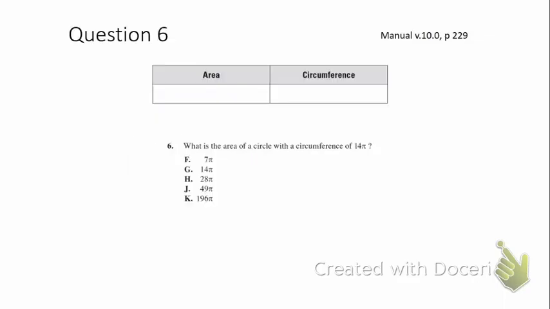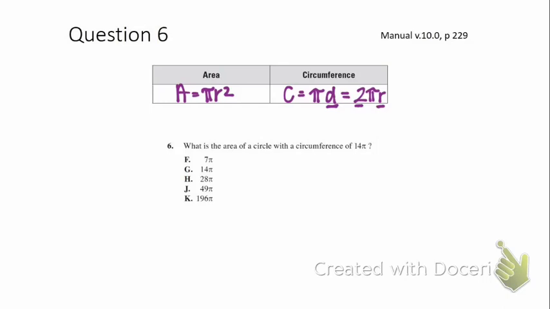And then for circles, we're going to spend a whole day more focused on circles, but for now we'll just go over the basic formulas here. Area of a circle is pi times r squared, radius squared. Circumference is pi times the diameter, or you may have seen it as 2 pi r. Remember that the diameter is just twice the radius, so these are really the same formula.